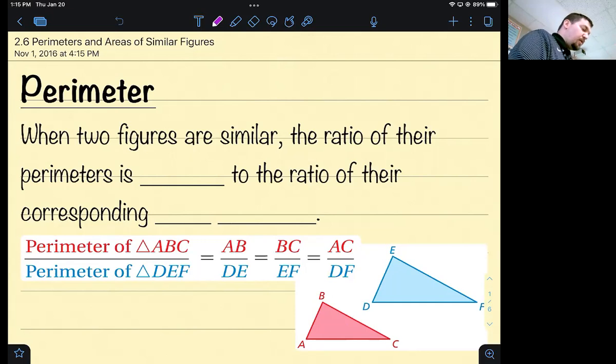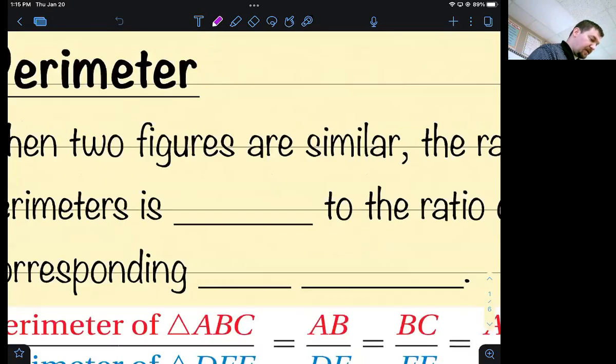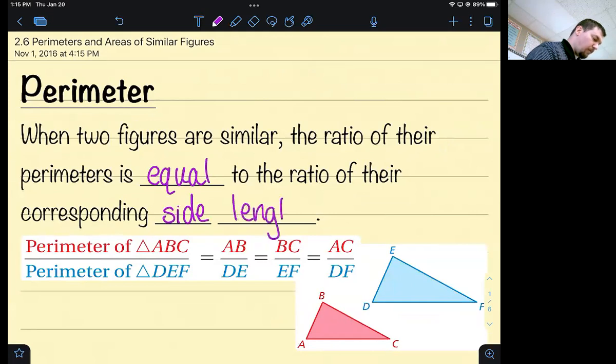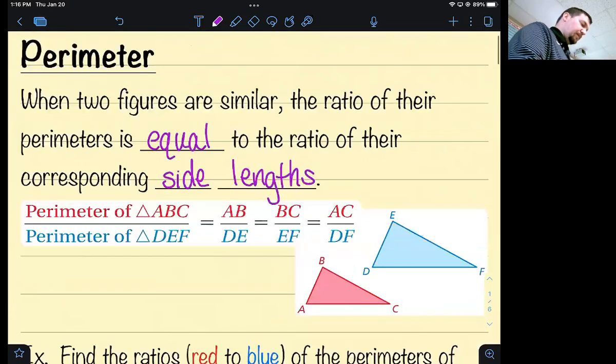So perimeter. When two figures are similar, the ratio of their perimeters is equal to the ratio of their corresponding side lengths. Say that again. When two figures are similar, the ratio of their perimeters is equal to the ratio of their corresponding side lengths. So these are side length ratios.